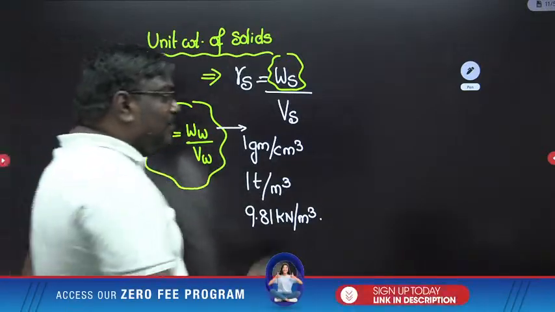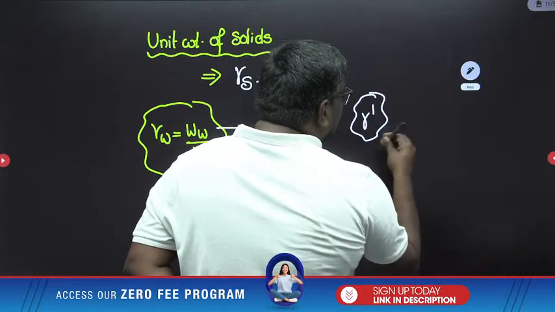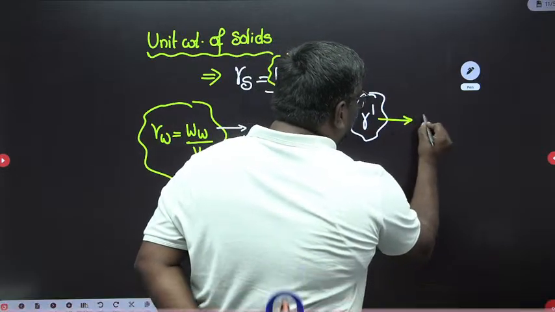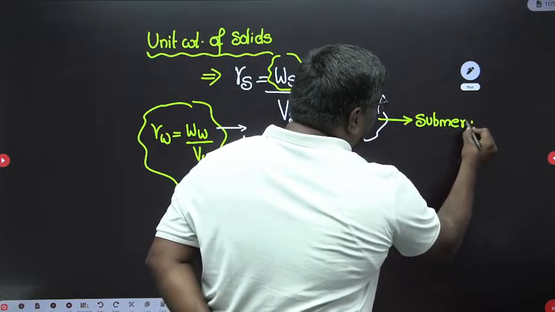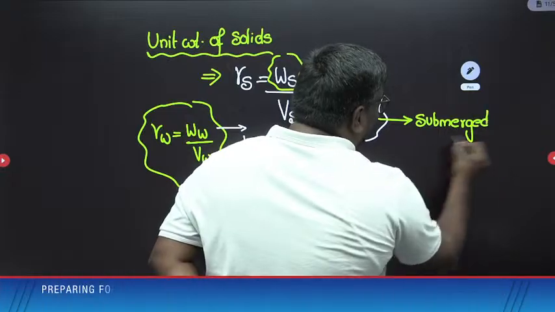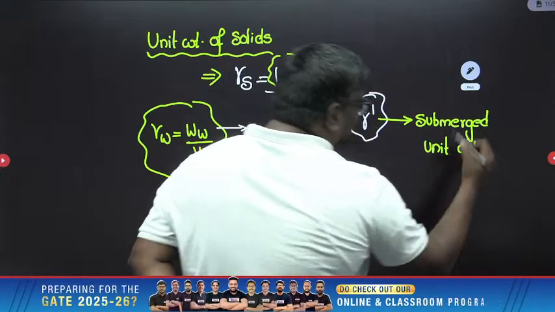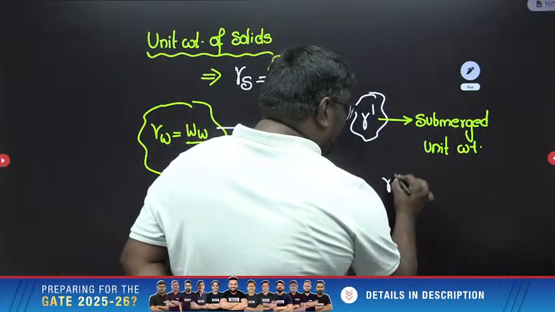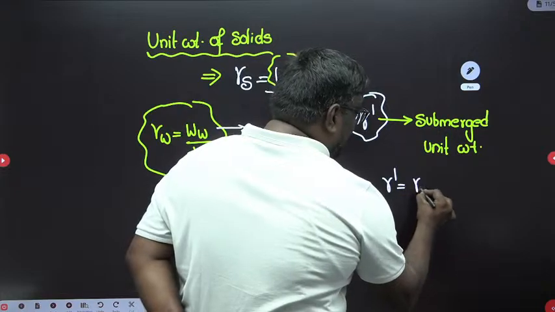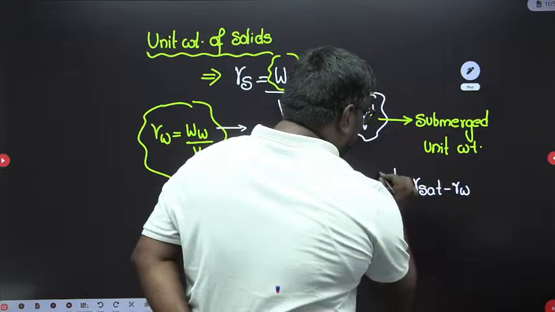Now similarly, we have gamma dash, which we call submerged unit weight. What we call it, sir? Submerged unit weight. Sir, this is completely different from saturated unit weight. So the condition of the soil here is submerged. And remember, my dear students, due to the buoyancy principle, submerged unit weight gamma dash will be equal to gamma sat minus gamma W.